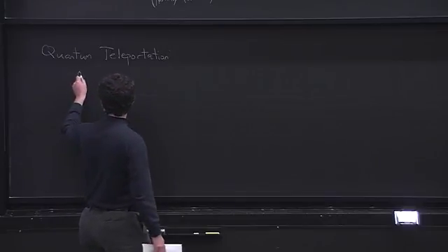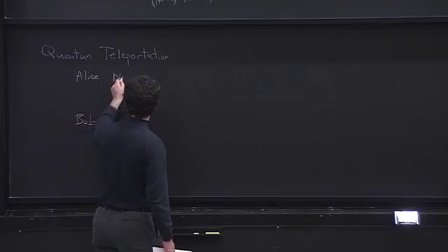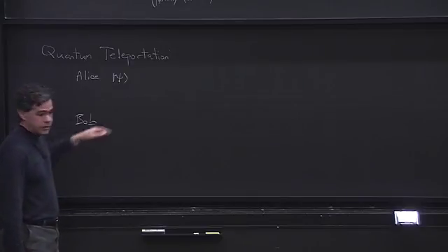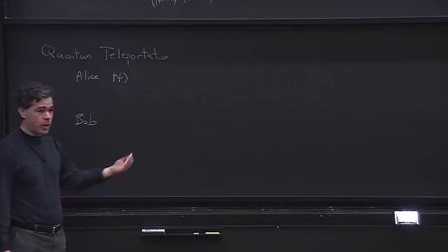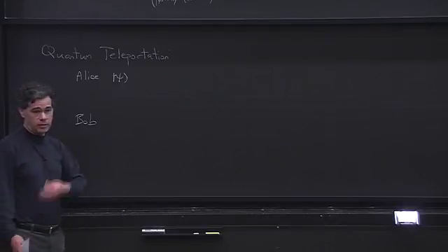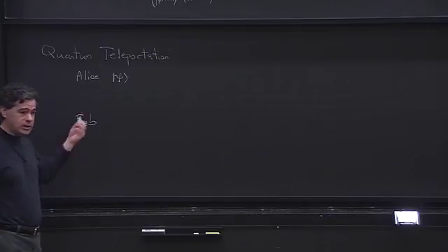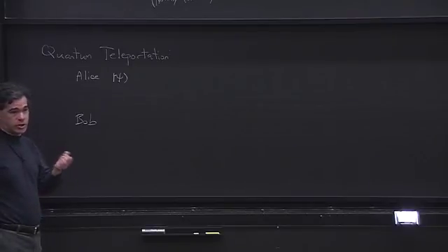So we have Alice, and we have Bob. And Alice has some qubit that she wants to send to Bob. Now, if Alice and Bob have a quantum communications channel, say Alice has an optical fiber that preserves coherence, she can send psi as photons to Bob, and everybody's happy. But the catch in quantum teleportation is that Alice and Bob don't have a quantum communications channel. All they have is a classical communications channel. So Alice can send classical bits to Bob, but not quantum bits.